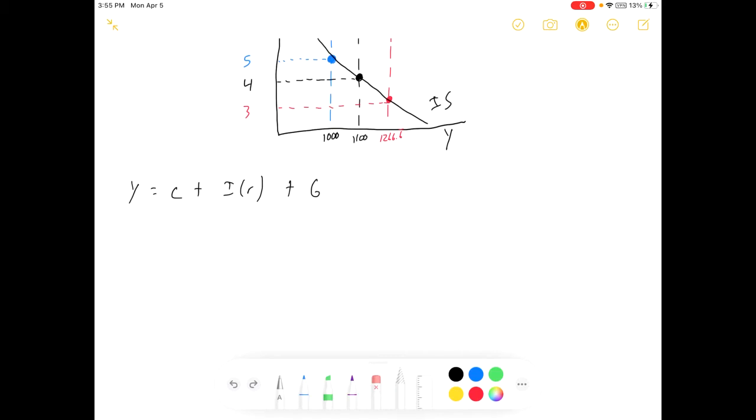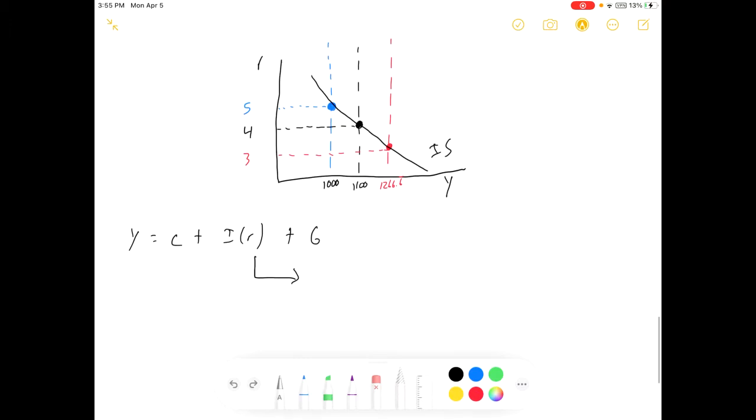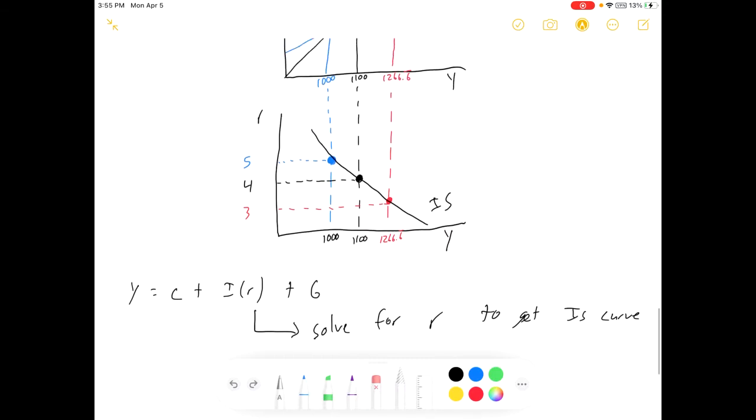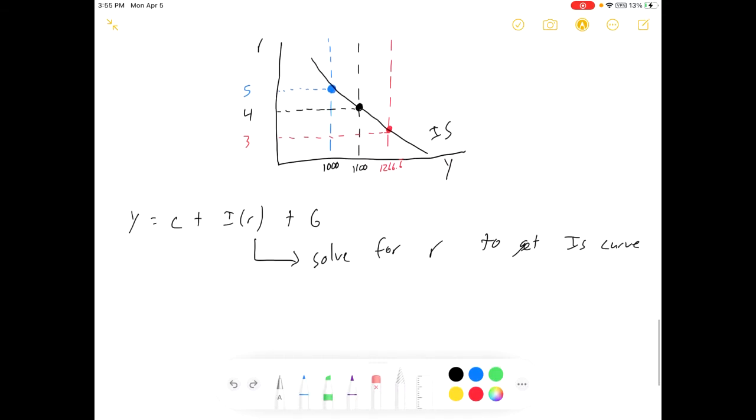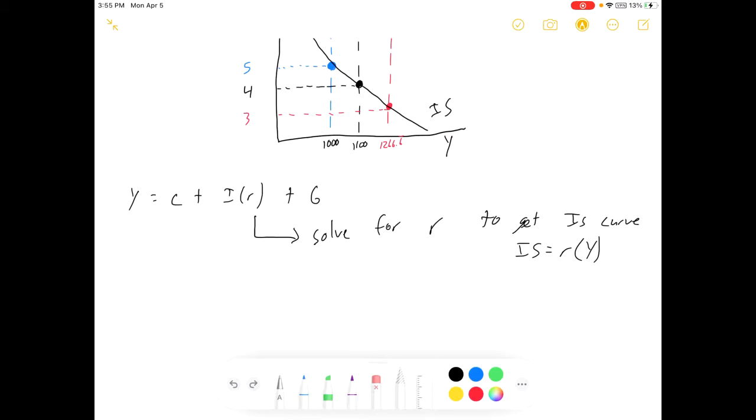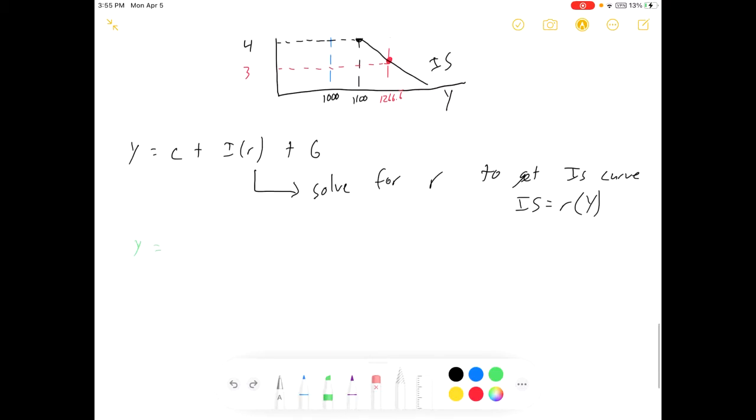Now let's go back to this. Y equals C plus planned investment plus G. Only now investment is a function of R. If you want to solve for the IS curve, just solve for R. It'll be a function of Y, but solve for R and you'll get your IS curve. Okay, so you have R on the vertical axis, that's what we solve for. So IS is some R of Y.